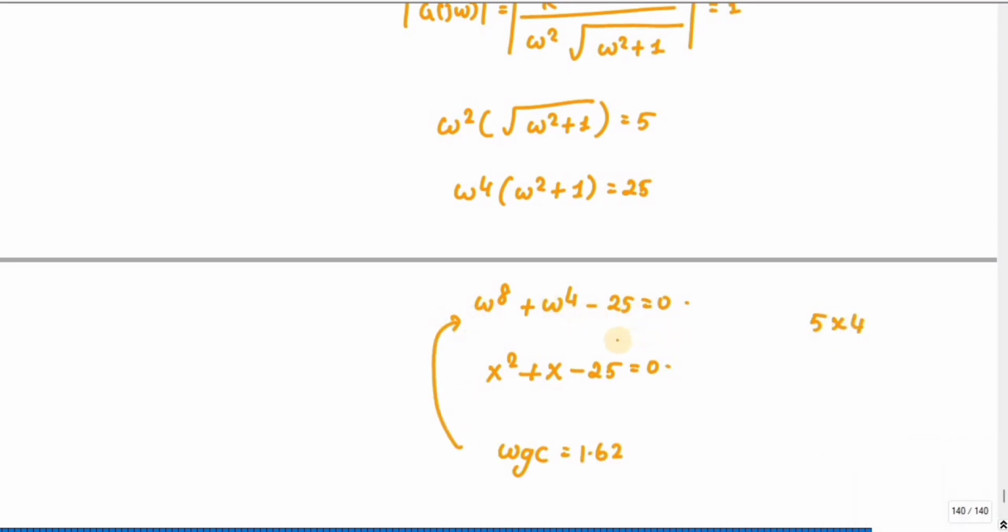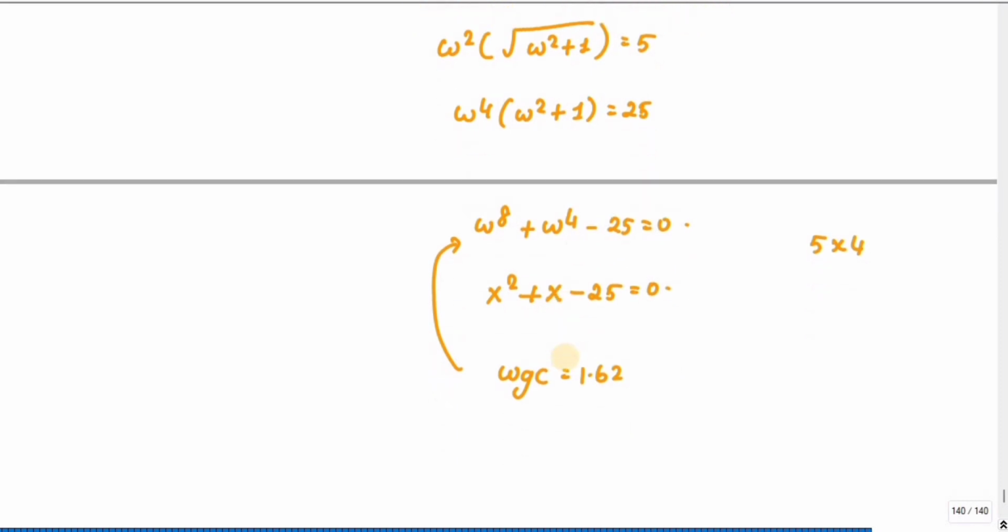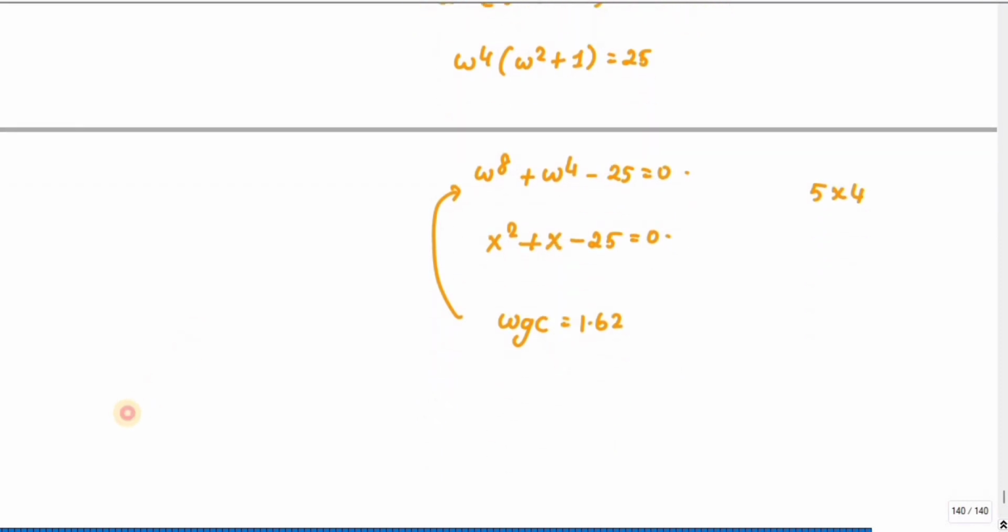So if I want, I can take x = ω². So x² + x minus 75 is equal to 0. Sorry, it should be okay, x² + x - 75 = 0. On the trial and error method, if I substitute ω = 1.62, it goes to 0. So the ωgc value is equal to 1.62.